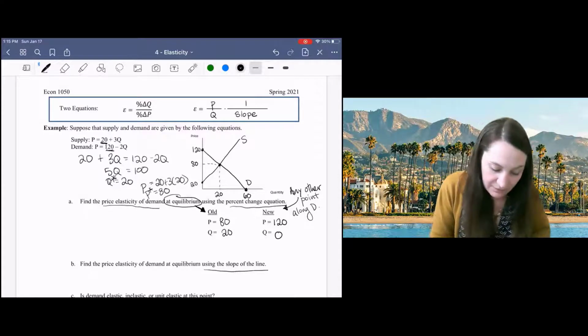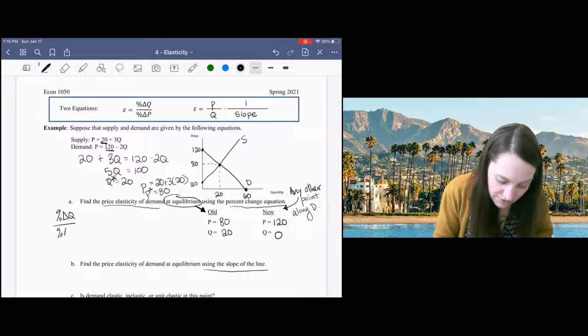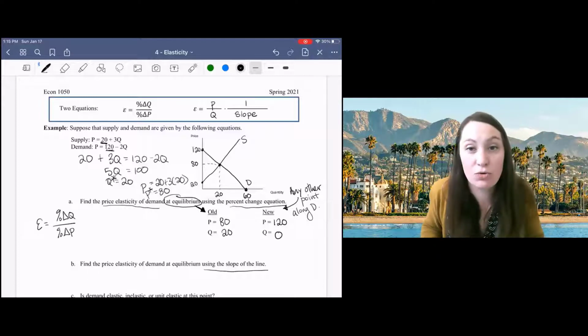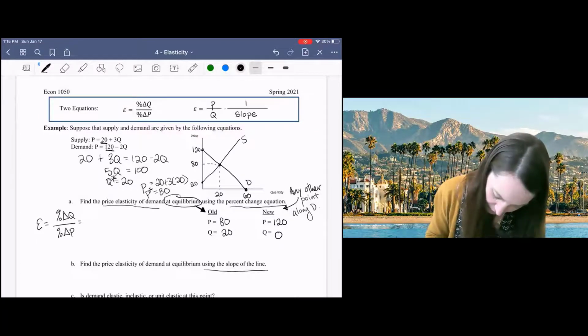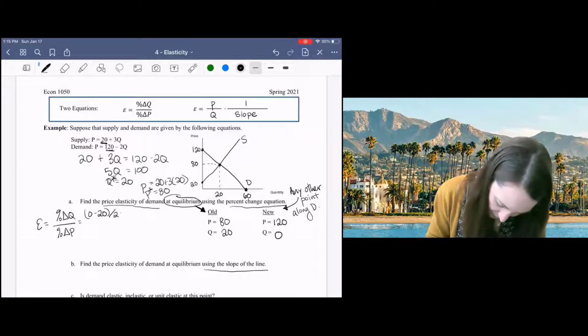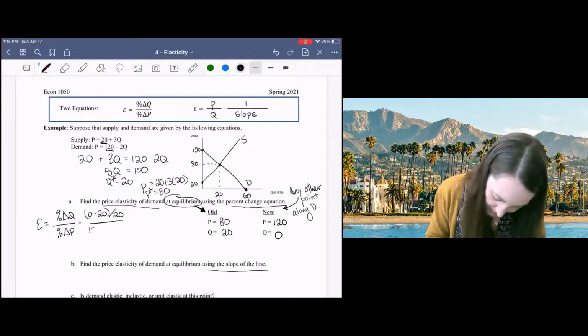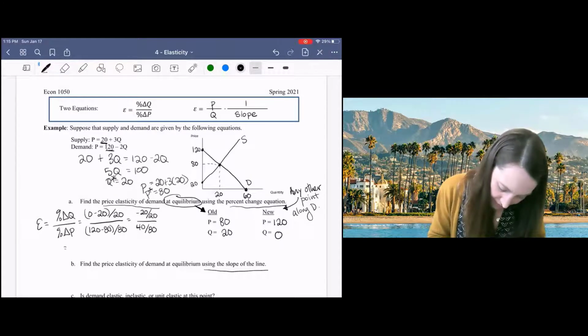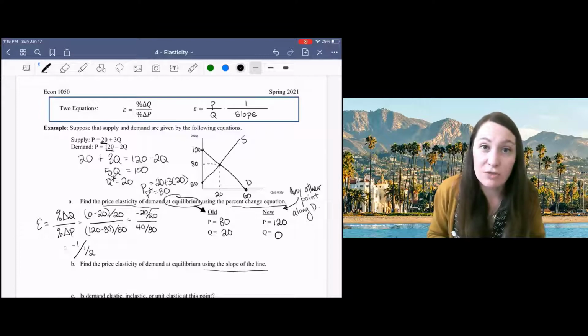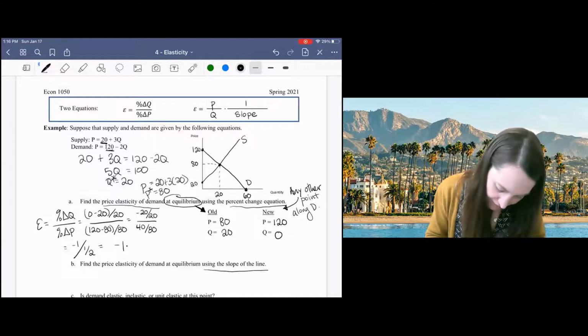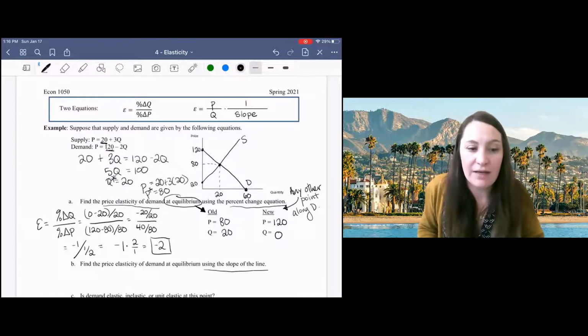Now that we have our old point and our new point, we just need to calculate our percent change in quantity over our percent change in price. New minus old over old. So new quantity minus old quantity over old quantity divided by new price minus old price over old price. On the top, I've got negative 20 over 20, and on the bottom, I've got 40 over 80. So that gives me negative 1 divided by 1/2. See, I have a fraction in the denominator, so I need to multiply by the inverse. I've got negative 1 times 2 over 1, or negative 2. So elasticity at the equilibrium point is negative 2.